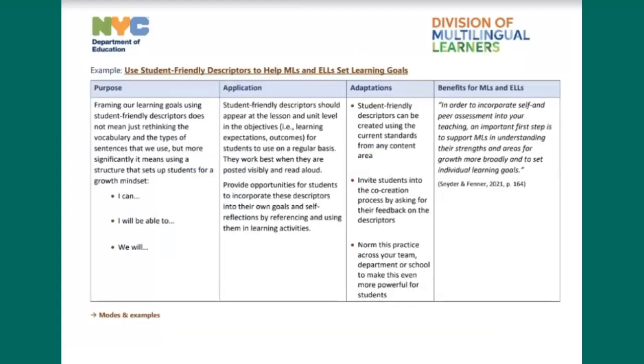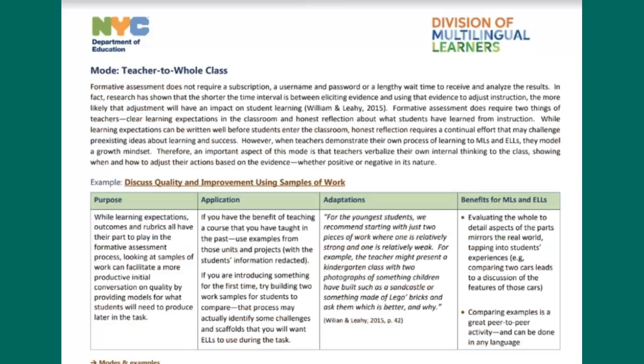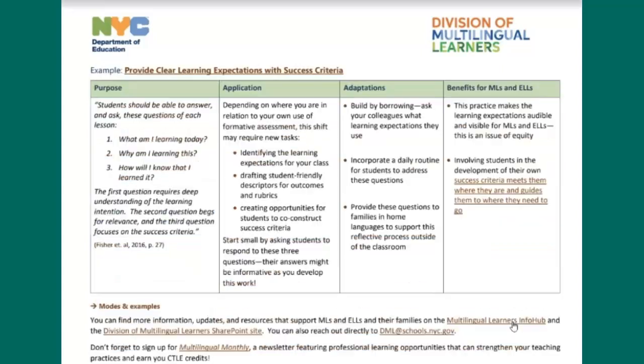So kind of similar to what we looked at earlier in learning expectation for learning goal number 1. A content area AP might want to focus their department's inquiry cycle on discussing quality of work, or quality and improvement using samples of work, something I mentioned in core practice number 3. Or a school leader might want to norm their entire school's practices by having all teachers provide clear learning expectations with success criteria.